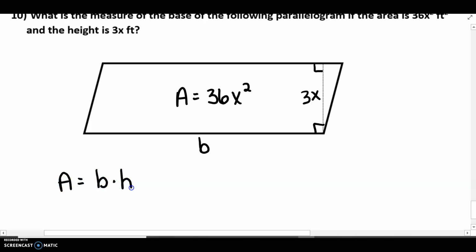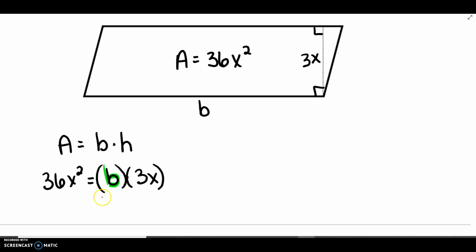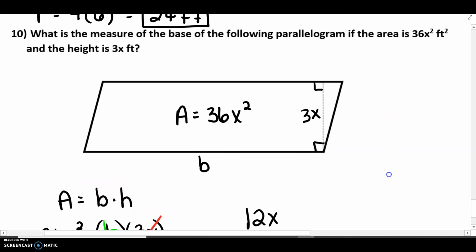Always start with a formula and plug in what you know. We know that the area is 36x squared. We want to find the base, so leave it as b. Our height, we were told, is 3x. If I'm looking to solve for b, if I want b alone, and it's b times 3x, well, let me divide by 3x. That gets b alone. So when I divide over here, that cancels. I wind up with b equals 36 divided by 3 is 12. X squared divided by x is x. So I have my base is 12x feet.